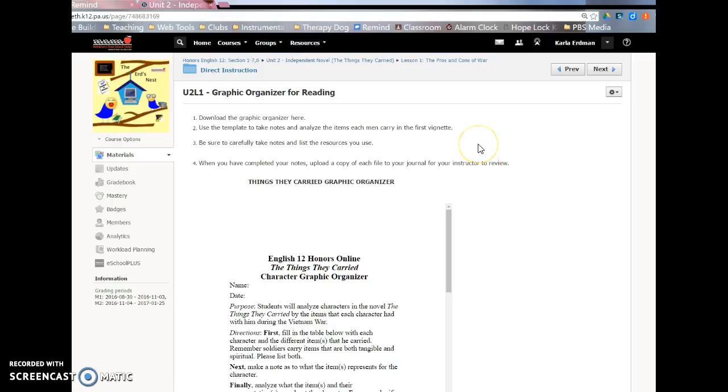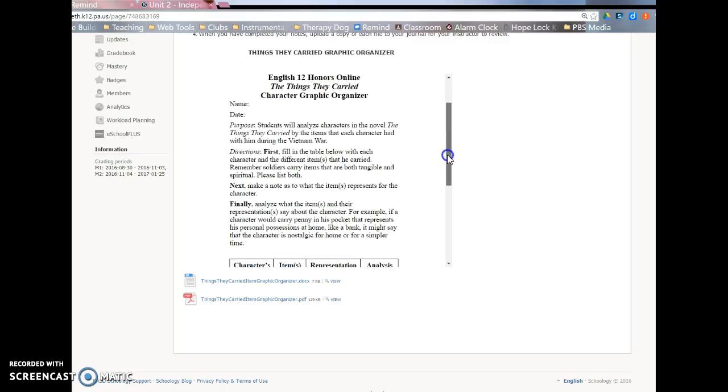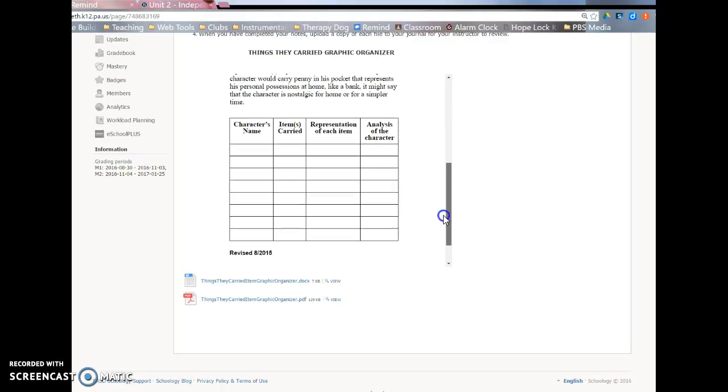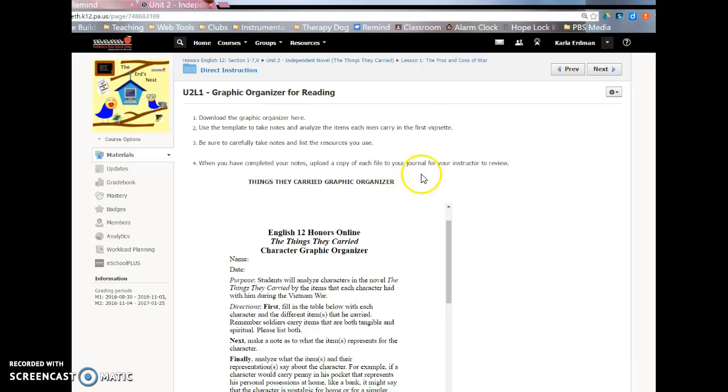Here's your graphic organizer for your reading. Again, this is specifically for The Things They Carried. For the first vignette, you're going to go through the characters, the items they carried, what each item represents, and maybe a little bit of analysis about the character. This you will also upload to your journal. So think about how many things you'll be submitting in the journal at the very end.